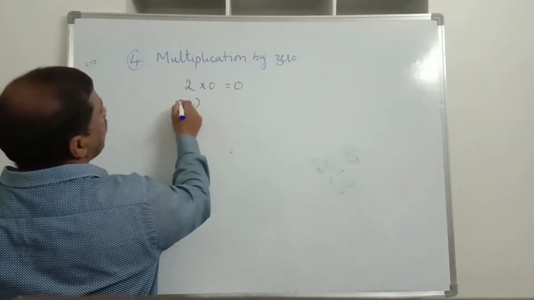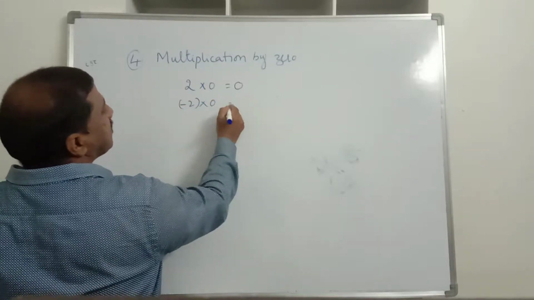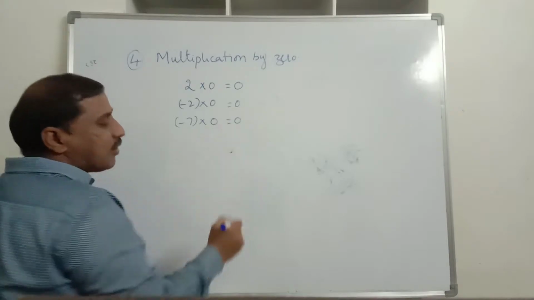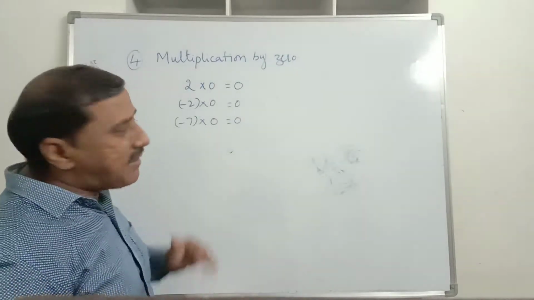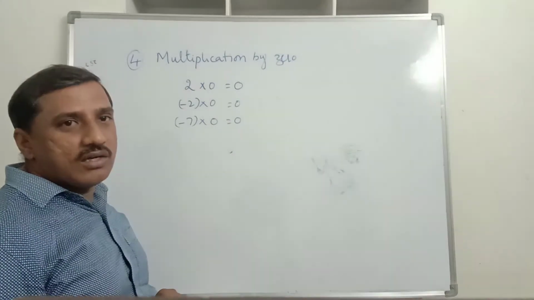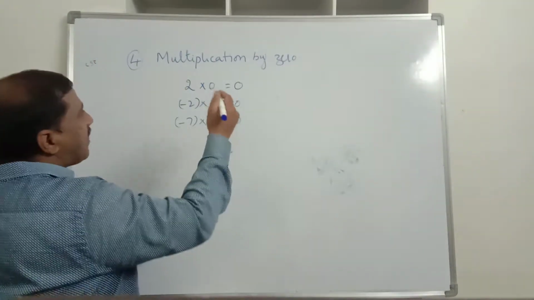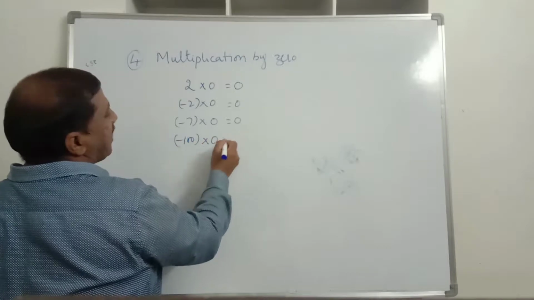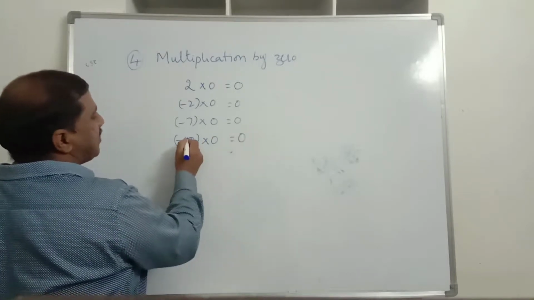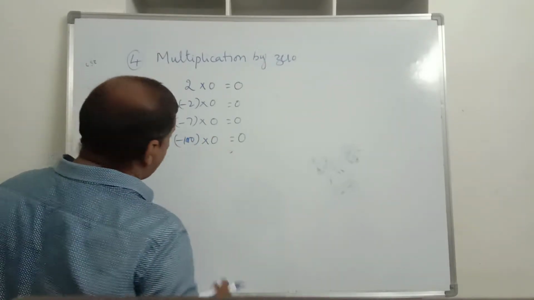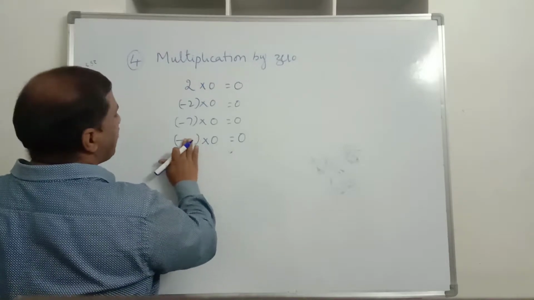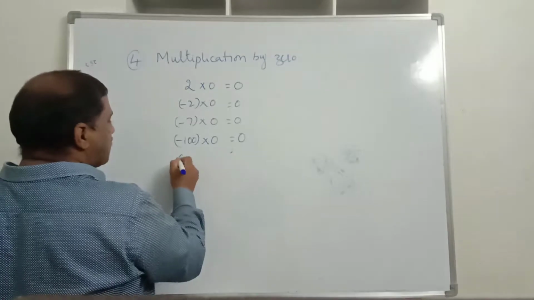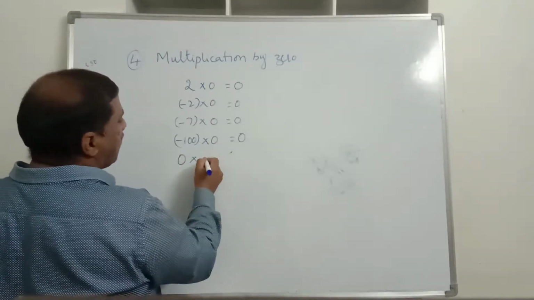Now minus 2 into 0 is equal to 0. Minus 7 into 0 is equal to 0. We know that when any number is multiplied by 0, we always get 0. Or you take minus 100 multiplied with 0, what do we get? It is 0 only. You take some other number, or 0 multiplied with any number, like 7.